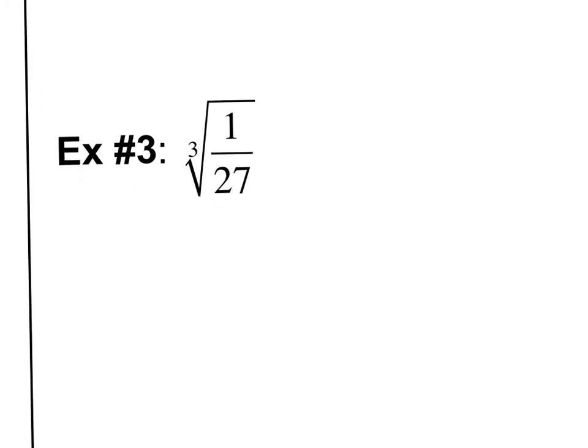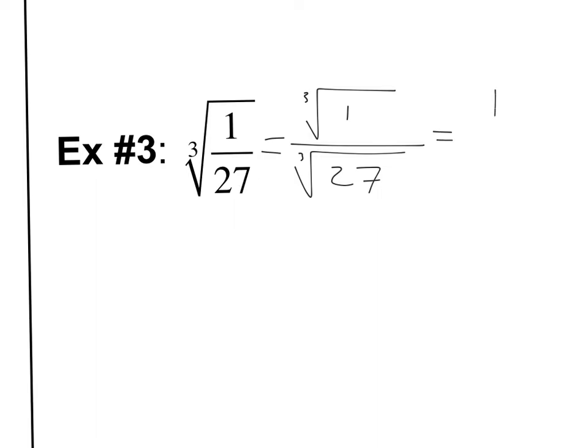This one is saying, take the cube root of 1 over 27. Well, some things I want you to know. When we're talking about cube roots or square roots or anything, we can always separate it. So I can write this as the cube root of 1 over the cube root of 27. The cube root of 1 is just 1, because 1 times 1 times 1 is 1. And what to the power of 3 gives me 27? Well, 27 is the same thing as 3 cubed. So again, the cube root and the cube cancel each other out, and our answer is simply 1/3.